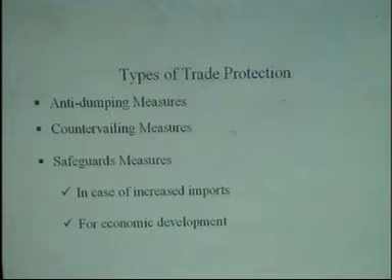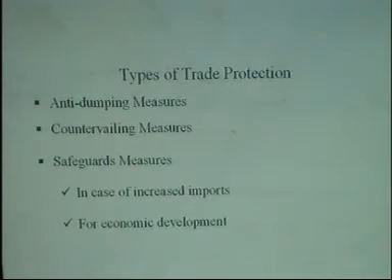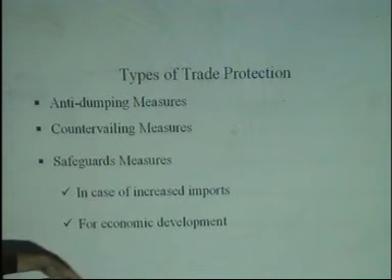And probably most of the solutions for our industry are in these safeguard measures or the governmental assistance for economic development. Now, the types of trade protection we talked about were basically anti-dumping and countervailing, which we have yet to cover. We've got safeguards in case of increased imports, and for economic development.